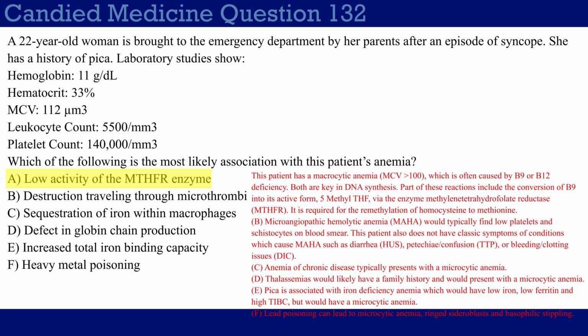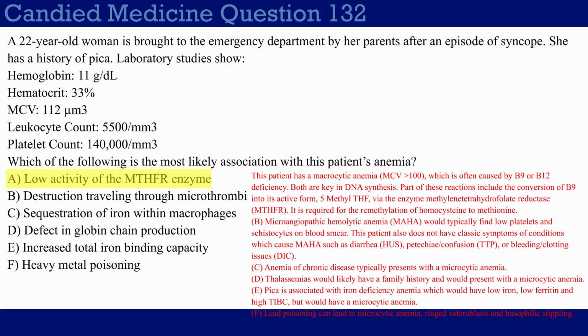So let's look at some of the other answer choices here because they are not macrocytic, right? Choice B, destruction traveling through microthrombi. This is referring to MAHA, microangiopathic hemolytic anemia. In these, you would typically find low platelets and schistocytes on blood smear. If anything, this would have a microcytic anemia because you're destroying red blood cells.